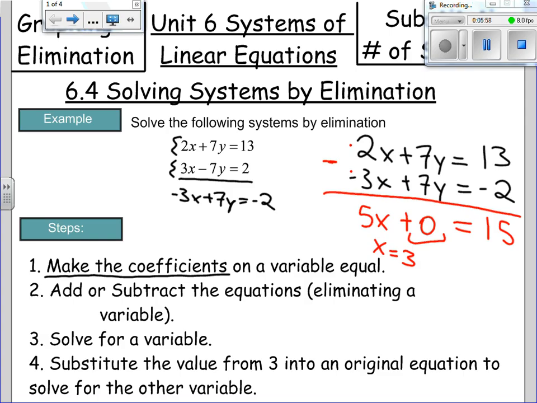Finally, we have x equals 3, but we need a y value too, so what do we do? Substitute, yeah, substitute x equals 3 into here. So it's 2 times 3 plus 7 times y is equal to 13. 2 times 3 is 6. Flip that to the other side, and you've got 7y is equal to 7. So y is equal to 1. 13 minus 6 should give you 7. 7y is equal to 7. y is equal to 1. So the point that solves this all is (3, 1).